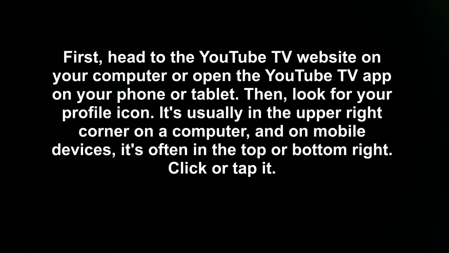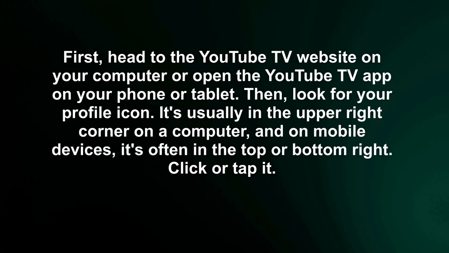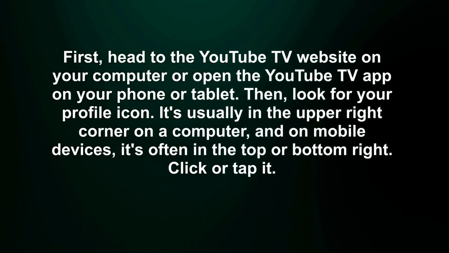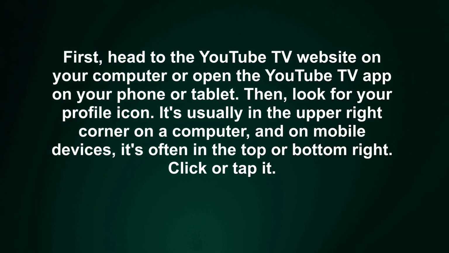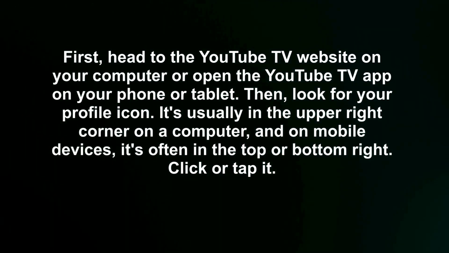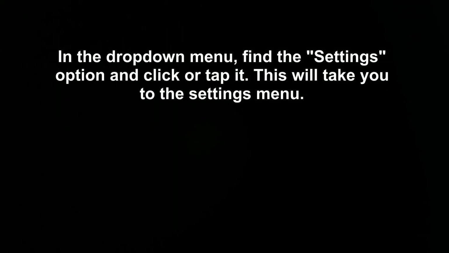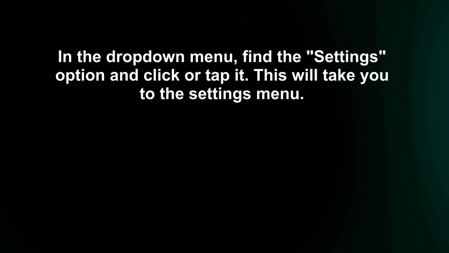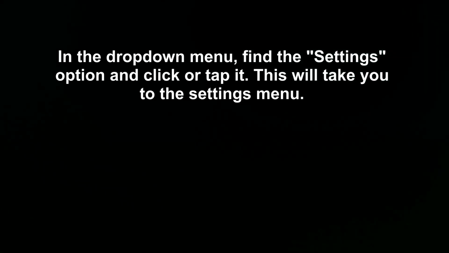tablet. Then, look for your profile icon. It's usually in the upper right corner on a computer, and on mobile devices, it's often in the top or bottom right. Click or tap it. In the drop-down menu, find the Settings option and click or tap it. This will take you to the Settings menu.